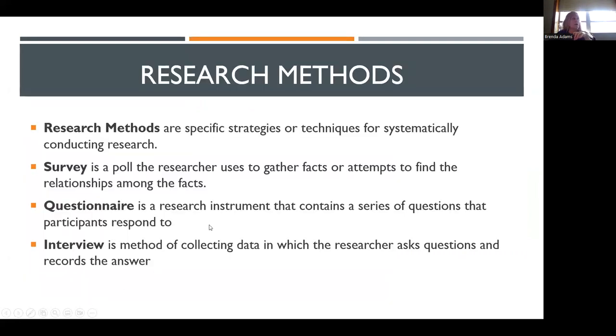And it's very helpful. Research methods are specific strategies or techniques for systematically conducting research. A survey is a poll the researcher uses to gather facts to find the relationships among different facts. A questionnaire, I think you've all seen questionnaires before. It's a research instrument. That's what they consider it. It has a series of questions that participants respond to. And interviewing, the researcher asks you questions to get those answers and records those answers.